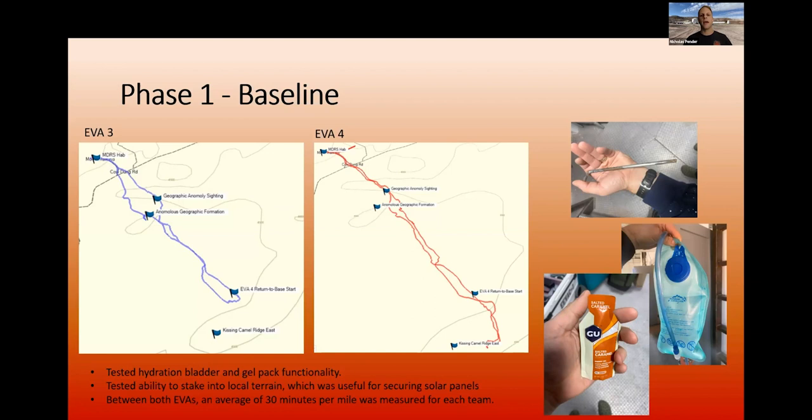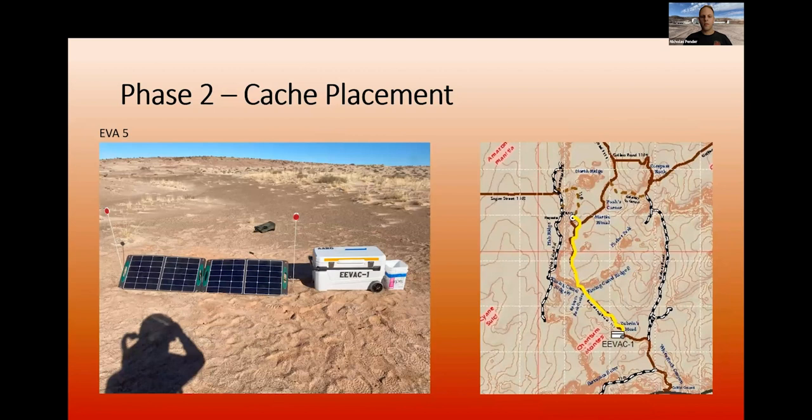We learned that we could average right around 30 minutes to hike in a spacesuit 1 mile distance. And with that, we were able to project how far we needed to go for that 3-hour hike. So phase two, this took a while to implement. Went through some struggles with mission deciding where I could place this cache down at.